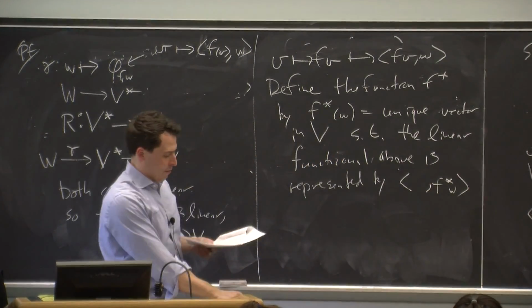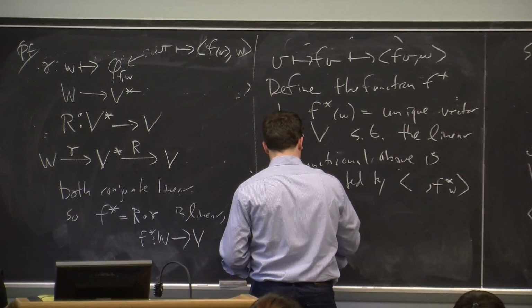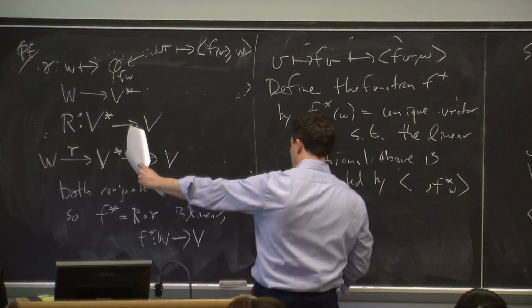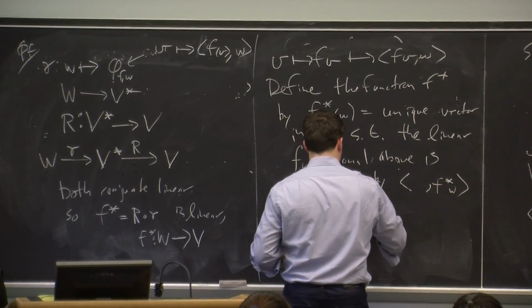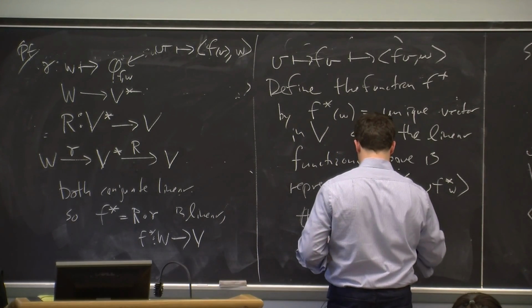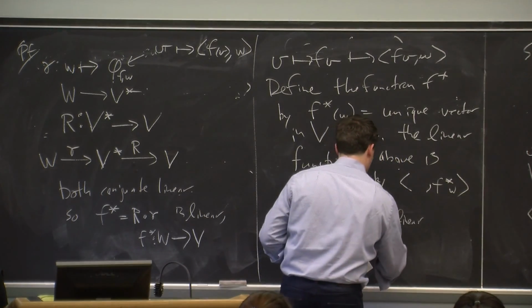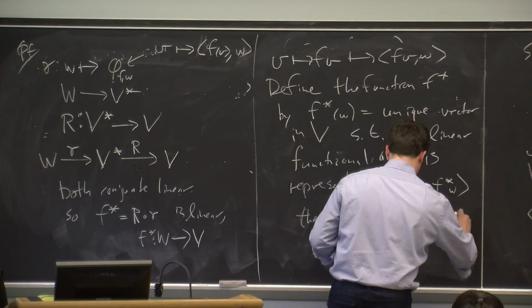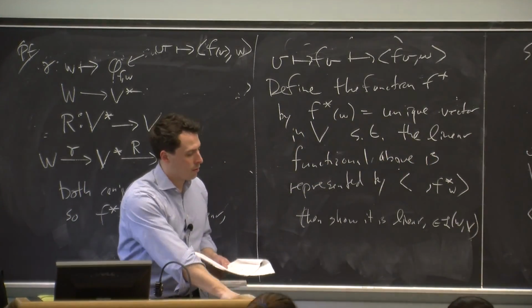We show it exists, and then we just need to show it's linear. So this way, we got something which was linear automatically. This way, we have to show it's linear, because we just defined it to be a function. So that is an element of the vector space L of linear transformations from W to V.